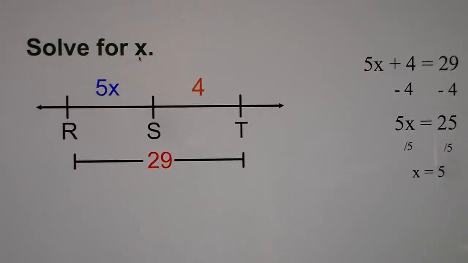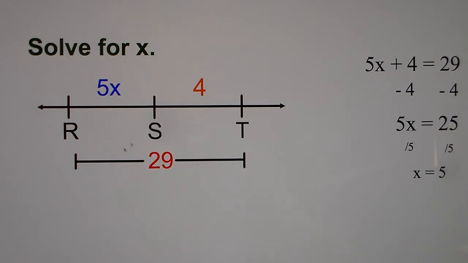So our goal here is to solve for x. And this is our problem over here. RS has a length of 5x. ST has a length of 4. And we know the total length from R to T is 29. So we know the blue piece, 5x, plus the orange piece, 4. Those two added together is going to equal 29.